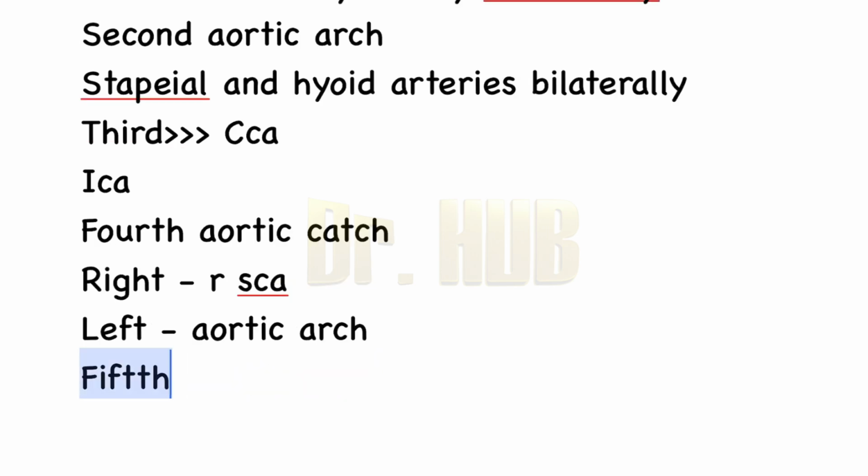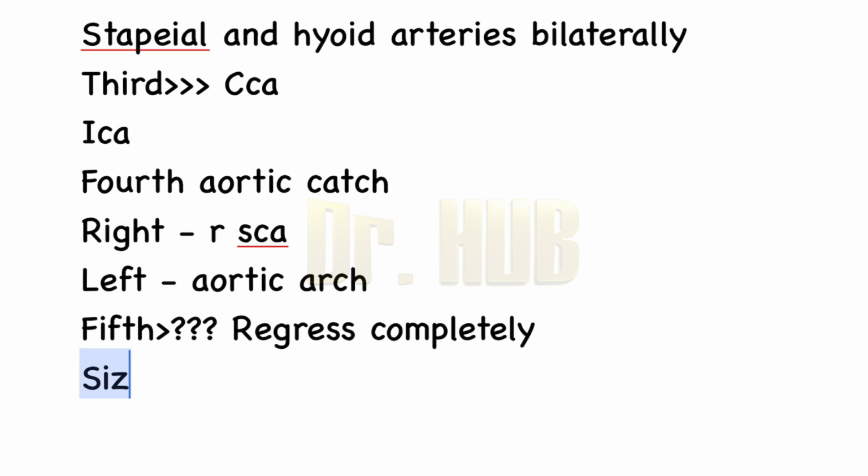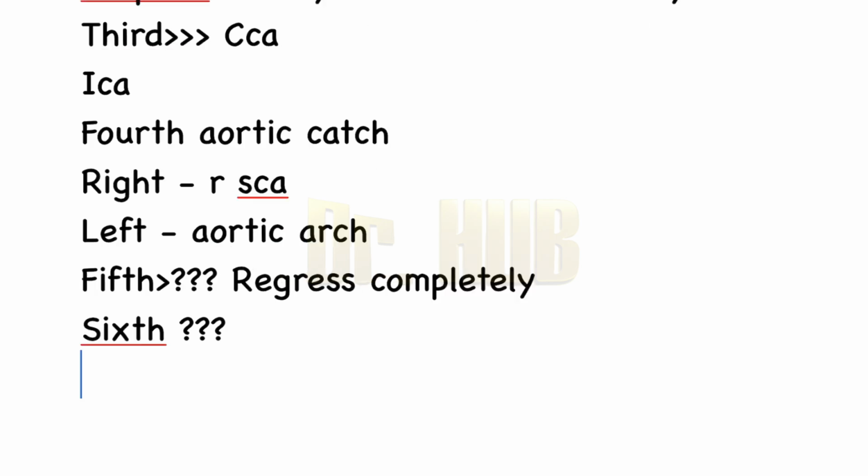Next is the fifth. What is it concerned with? The fifth regresses completely. Then comes the sixth. What happens with the sixth? It again has a right and a left. Right is for the right pulmonary artery, left is for the left pulmonary artery. The left also includes the ductus arteriosus.